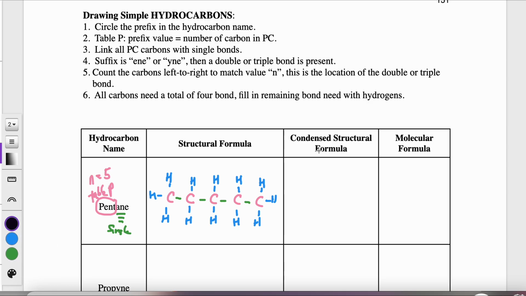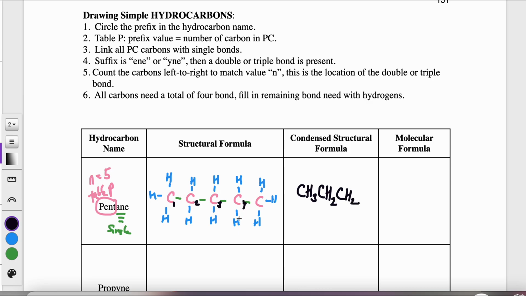Okay, so the condensed structural formula. So carbon 1, right there, and attached to it directly, other than the parent chain bond, are 3 hydrogens. Carbon 2, besides the parent chain bonds, has 2 hydrogens attached to it. Carbon 3 also has 2 hydrogens attached to it.